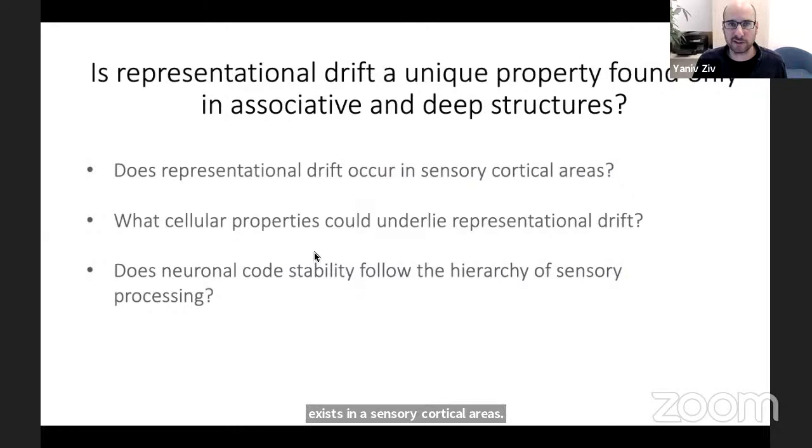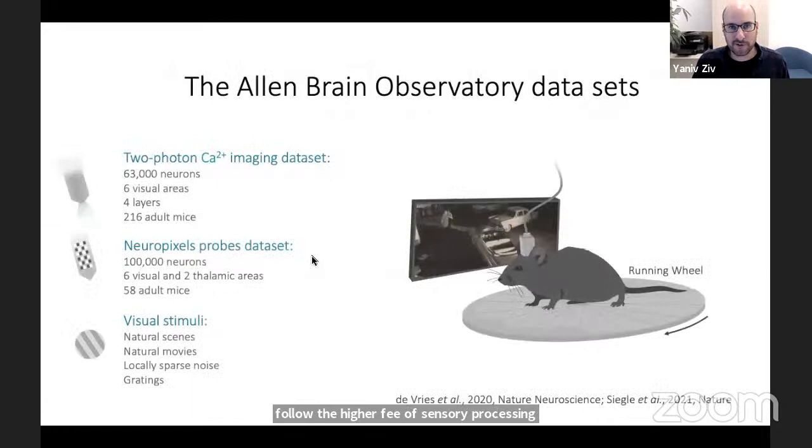And we not only wanted to understand whether representational drift occurs in sensory cortical areas, but also what are the cellular properties that could underlie such representational drift, should it exist? And to what extent does the neural code stability follow the hierarchy of sensory processing? So to address this question, we took advantage of the Allen Brain Observatory datasets. We used the two datasets that we heard about earlier: the two-photon calcium imaging datasets from hundreds of mice across six different visual cortical areas, and the Neuropixels electrophysiological datasets from tens of mice recorded in six visual cortical areas and two thalamic areas.